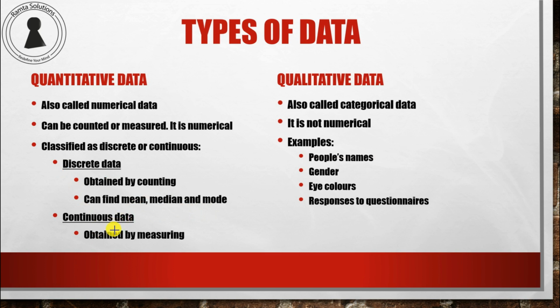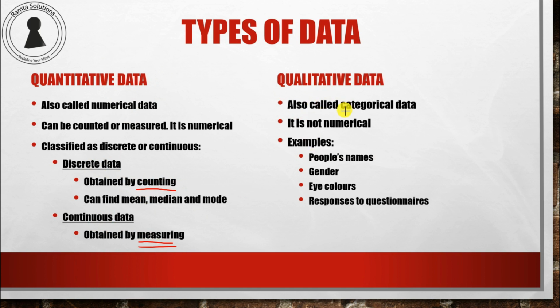Lastly, continuous data. When we talk of continuous data, this is data that we obtain by measuring. Underline here, discrete is by counting, whereas continuous is by measuring. So when you are asked what kind of data this is, and if quantitative, is it discrete or continuous, you must remember: with discrete, you count. With continuous, you measure.